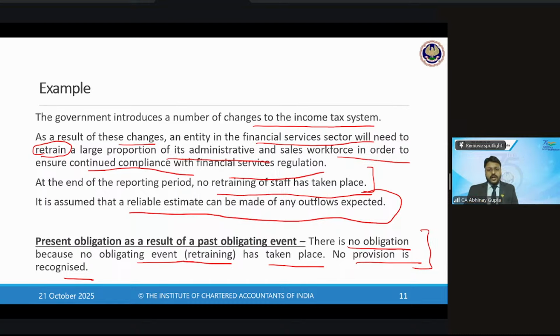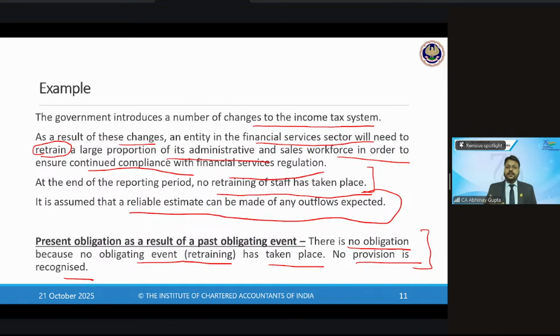Correct. So a past event has to be there first of all. Otherwise, I could say I am planning to purchase something in 2027, let's record that purchase today and create a liability. Cannot do, right? So a past event means the event because of which the liability is accrued or arises, right?